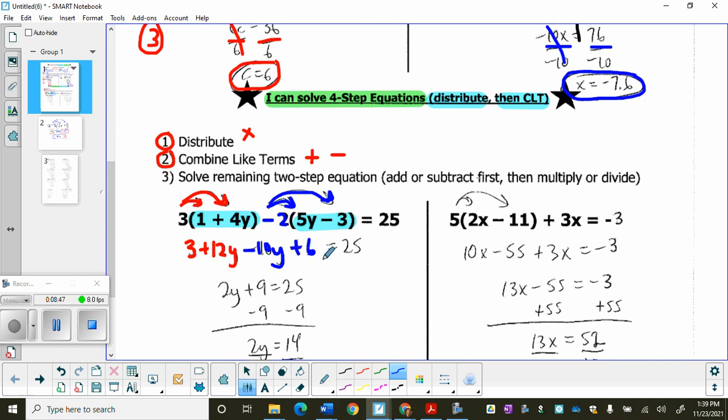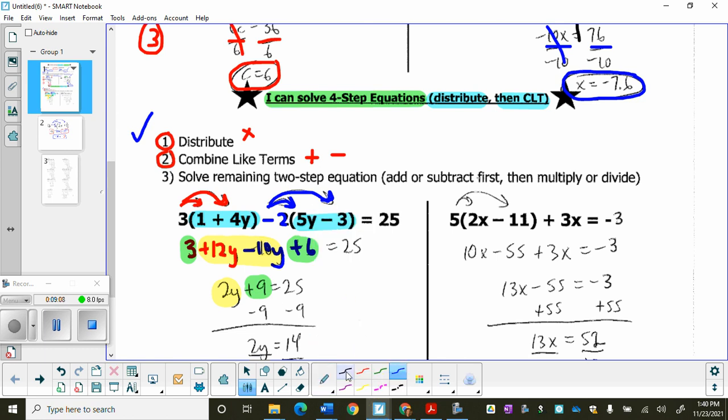Negative times negative is positive. All right, so we took care of the first step, we distributed. Now let's go after our like terms. I have 12y's minus 10y's, and 12 of them minus 10 of them gives me 2 of them. For my constants, I have a 3 plus a 6, which gives me this 9.